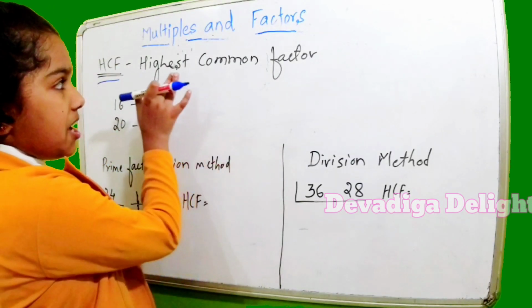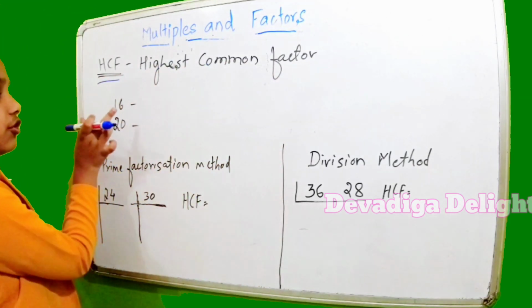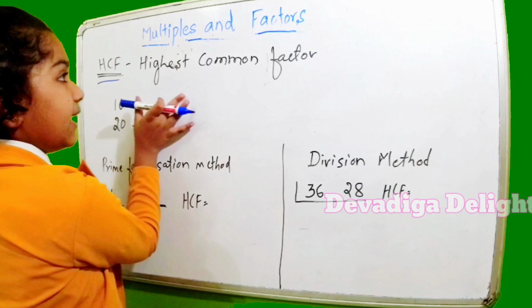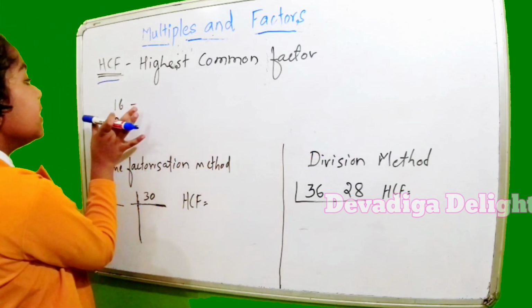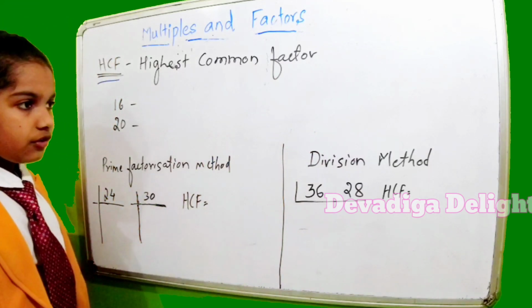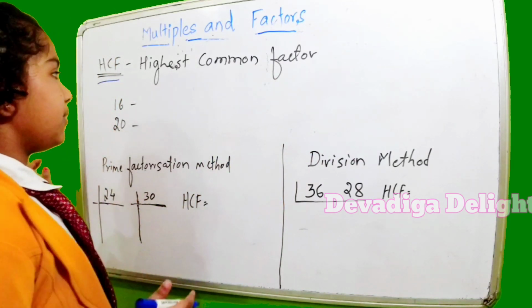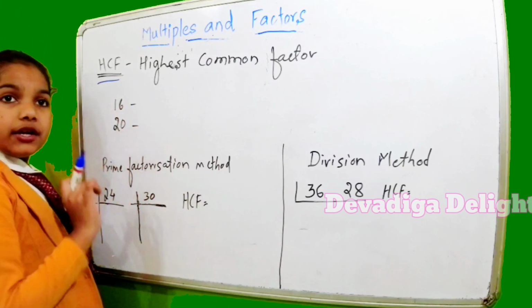HCF means highest common factor. HCF is also known as GCF, which is greatest common factor, and GCD, which is greatest common divisor. For understanding, we will take one example, which is 16 and 20.